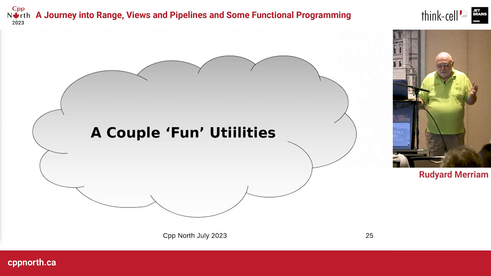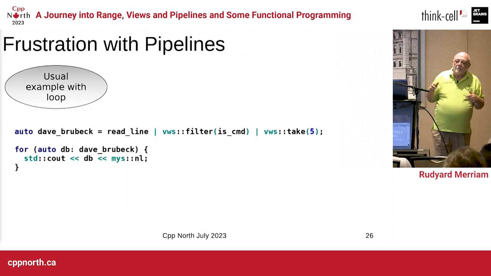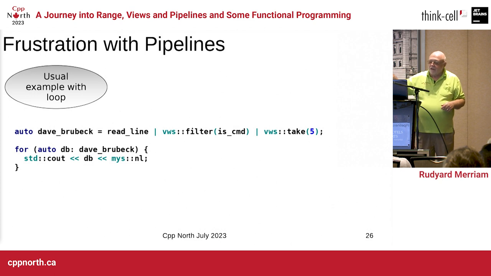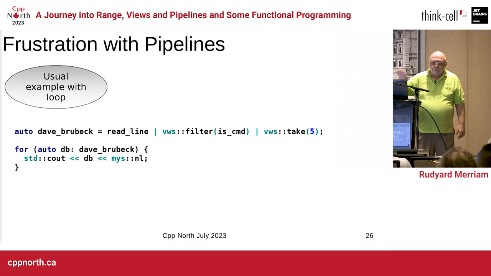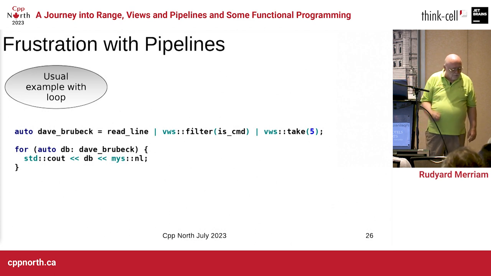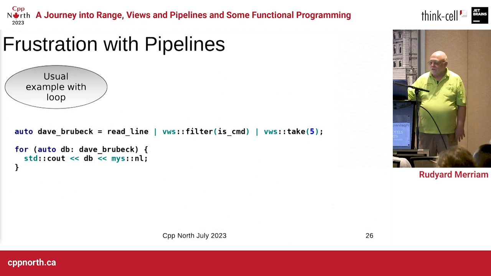So I was playing with this, and I got frustrated with a couple of places. Here's the typical example. We create Dave Brubeck again. We use a range for to have Dave Brubeck pull out each element, and we do a standard output with the newline character. This is a typical example you'll see.